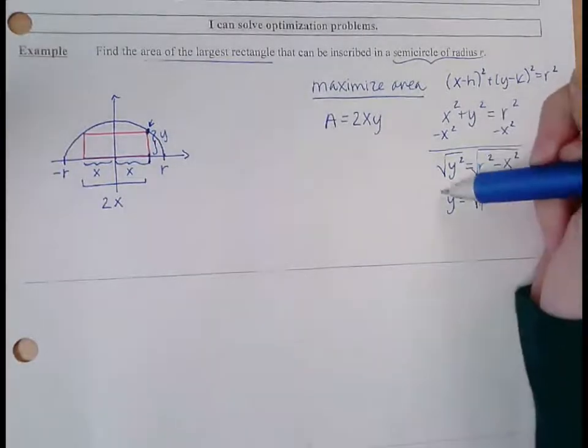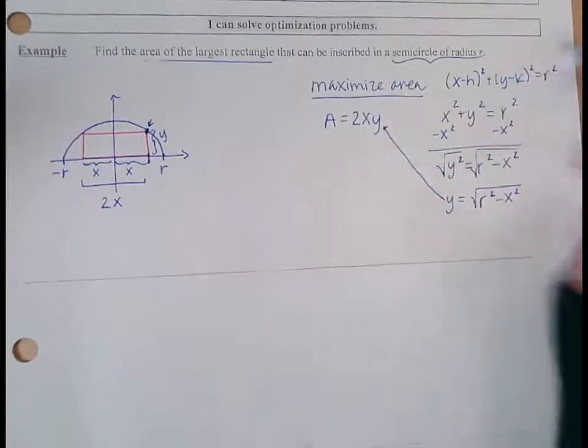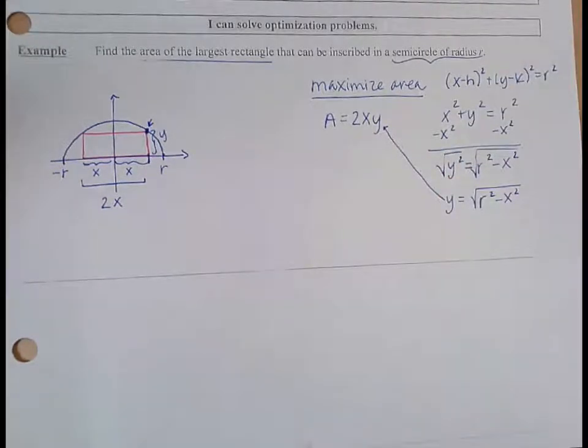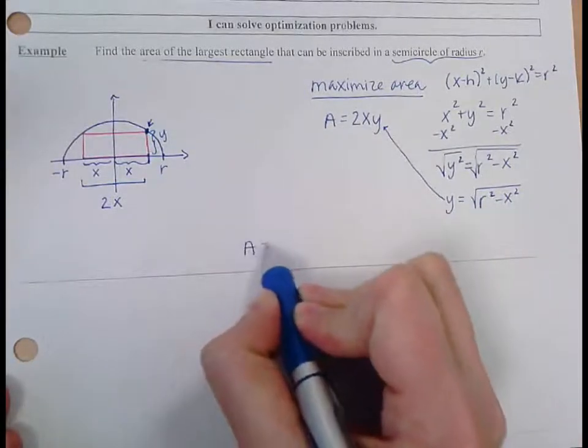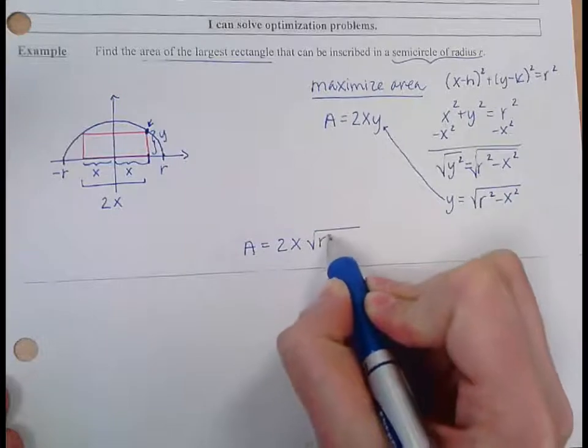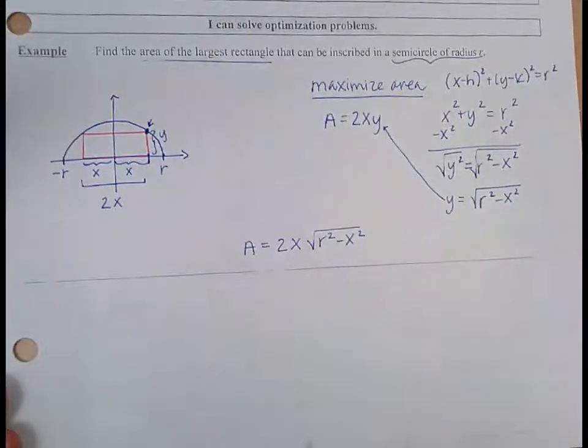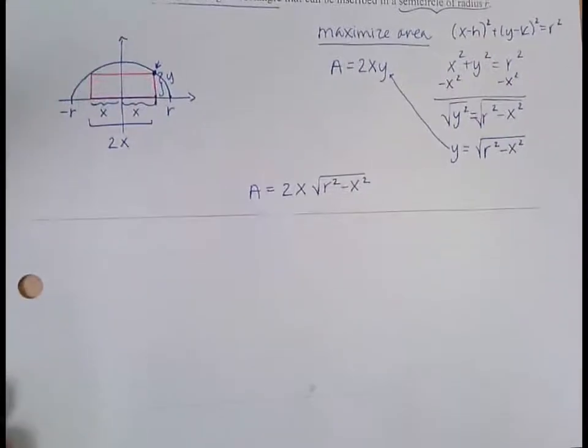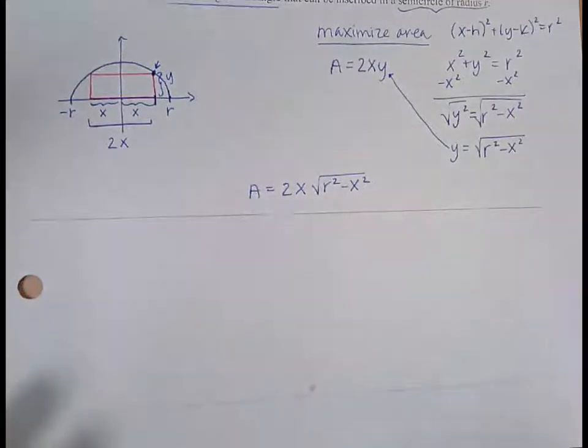And this then I could substitute in for the y in my area equation. So I am going to have an area equation in terms of x and r, but r is the radius. So x is your variable, r is just representing a constant, it's your radius. So I would have the area is equal to 2x times the square root of r squared minus x squared. And now I have my area in terms of x.